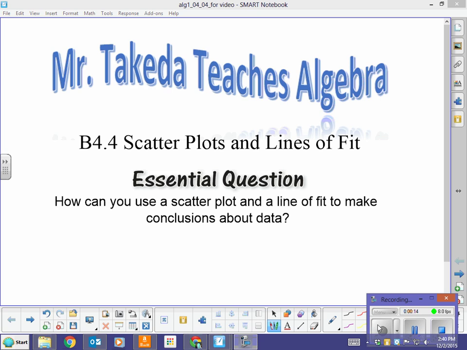This is lesson 4.4 from the Big Ideas textbook, just the general ideas of our flipped classroom on scatter plots and lines of fit, in which we ask the essential question: how can you use a scatter plot and a line of fit to make conclusions about data?